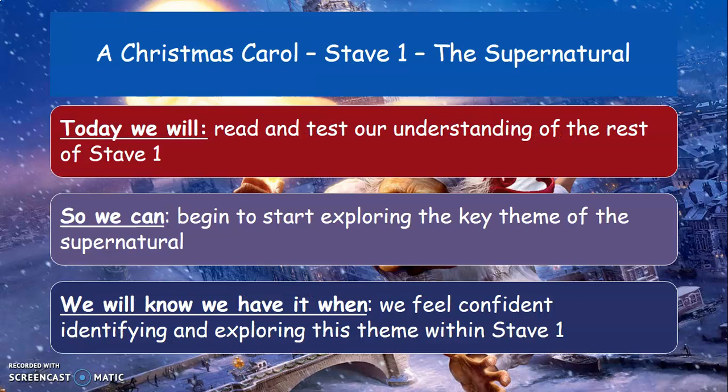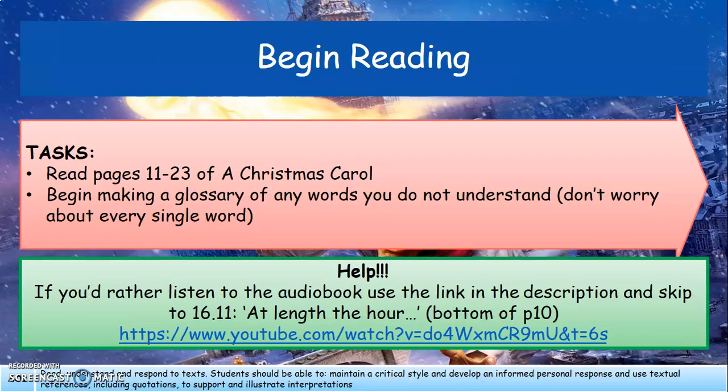Okay, so just a little overview of what we're doing today. We're still looking at A Christmas Carol, obviously. We're looking at Stage 1, just the end of it, and we're going to start looking at the supernatural. Today we're going to read and test our understanding of the rest of Stage 1, so we can begin exploring one of the key themes, the theme of the supernatural. And I want you to feel confident identifying and exploring this theme within Stage 1.